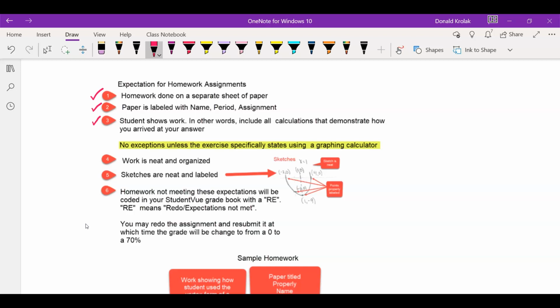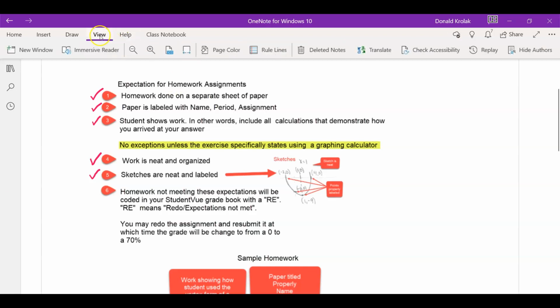Next up, your work is neat and organized. I prefer that you do it in pencil, and that if you make a mistake, you're not scratching out the pen and rewriting it. Do it in pencil. When you're asked to do a sketch of a graph, the sketches should be neat and labeled, and here's an example of what that looks like.